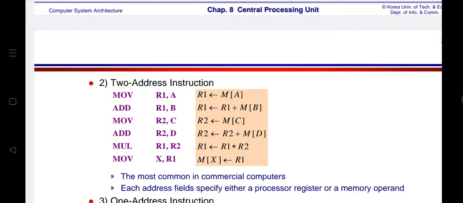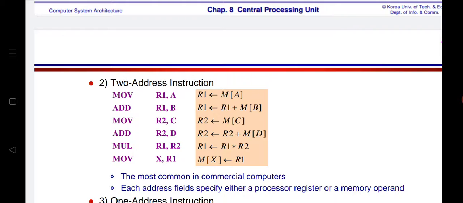Now R1 contains A plus B into C plus D. That value I need to move into the memory address X. So I'll be using one more move instruction, that is move X comma R1. So R1 data will move to the memory address X. What is the advantage over here? It is the most common in commercial computers. These two address instructions we will be using in the present computer system.